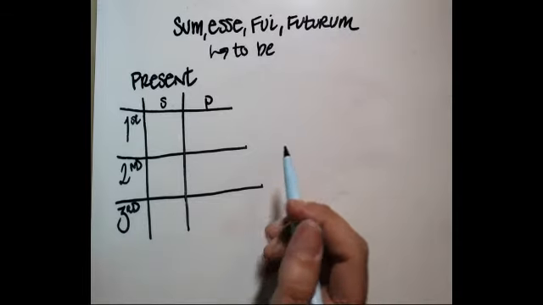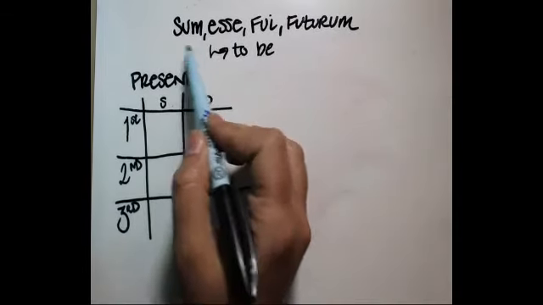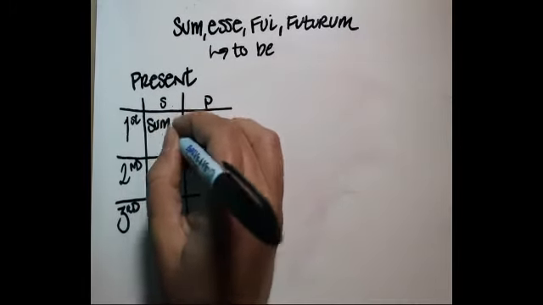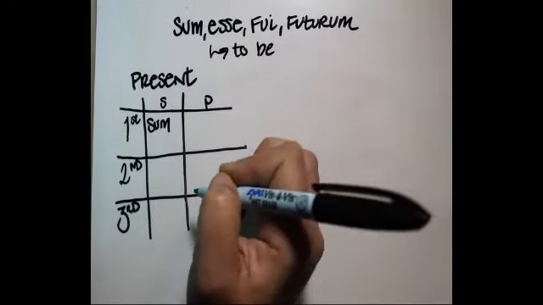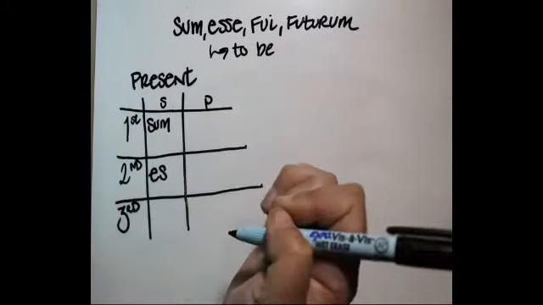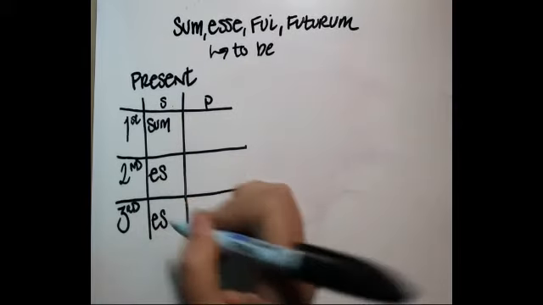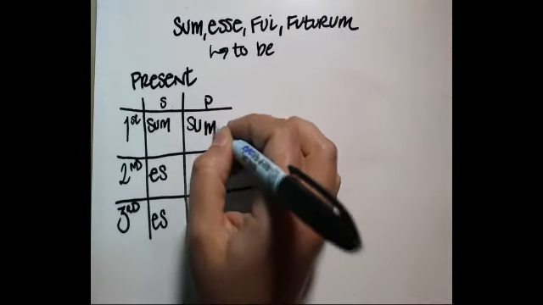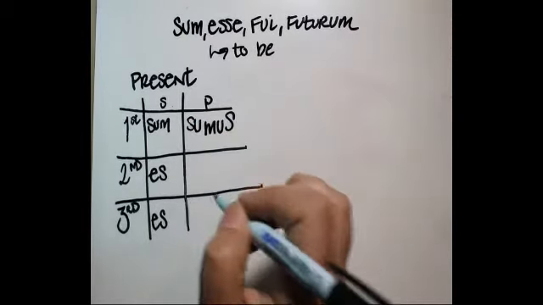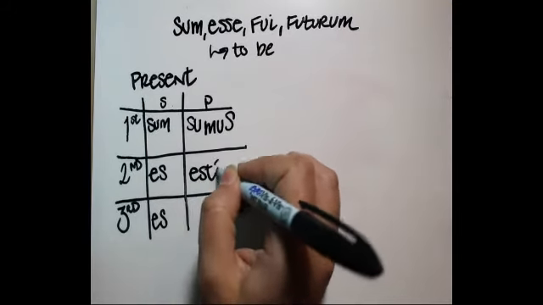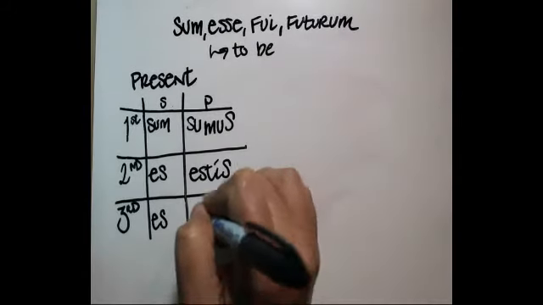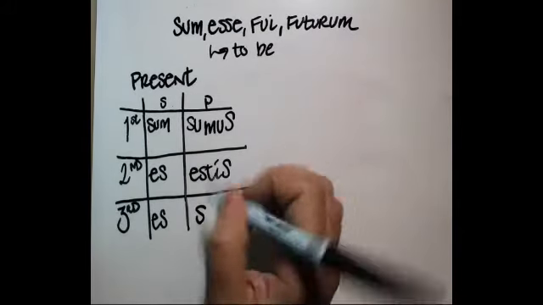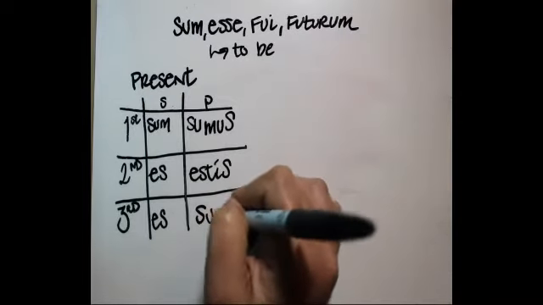All right, so first person singular, present active indicative is always given to us in the first principal part, sum. Second person singular, es. Third person singular, est. First person plural, sumus. Second person plural, estis. Third person plural, sunt.